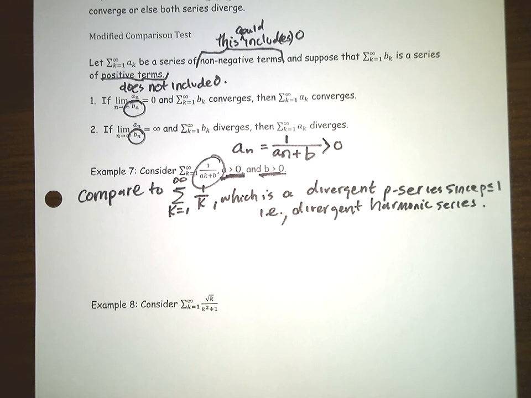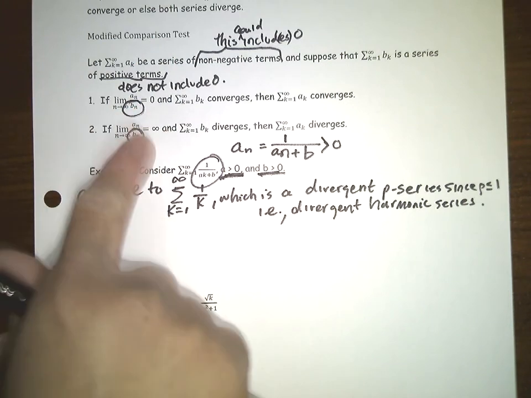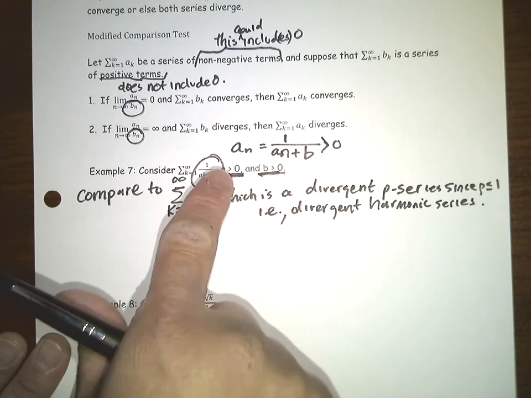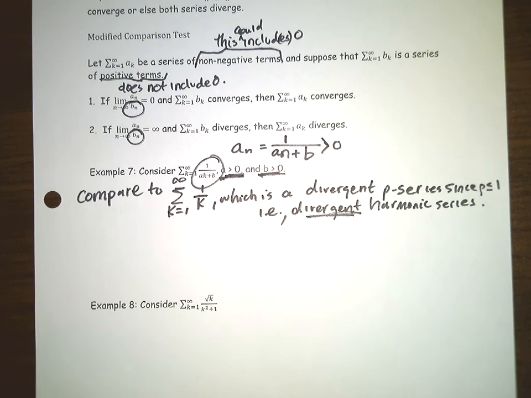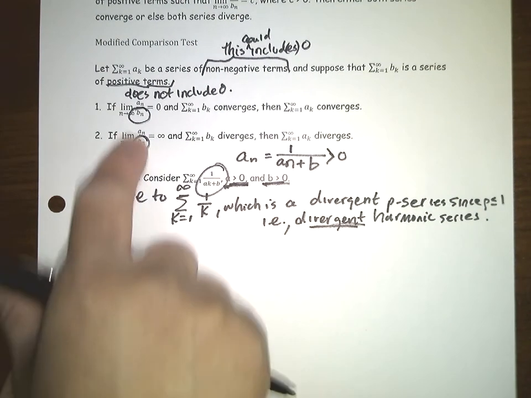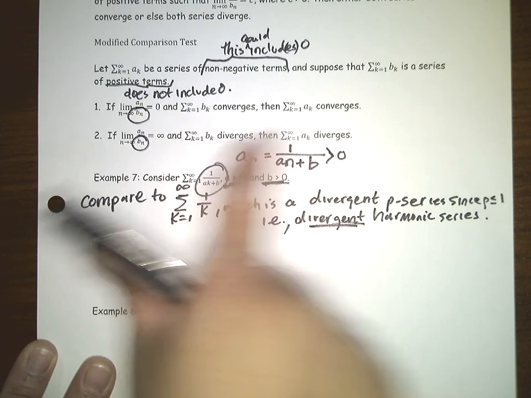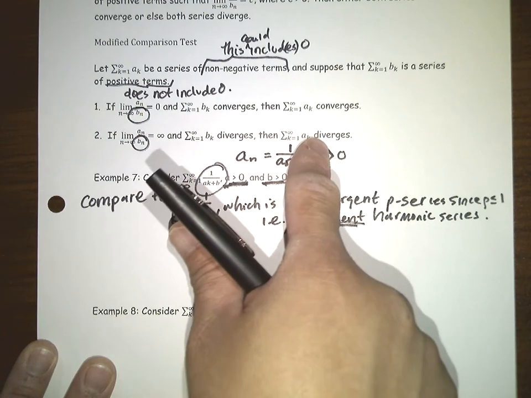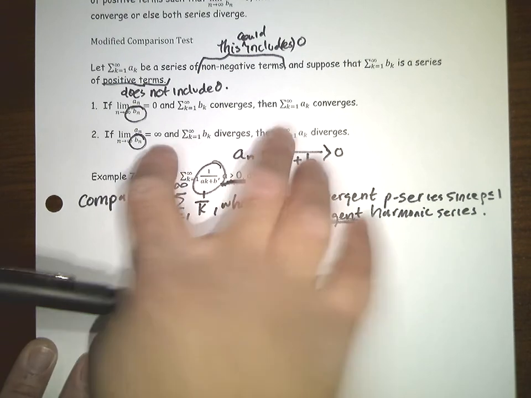So now, if the ratio of a_n over b_n were 0, then we would see if b_k converges, which we already know it doesn't. But if the limit is equal to infinity, then since b_k diverges, the series a_k will diverge. So hopefully that's what we're trying to find out here, is that this is what will happen.